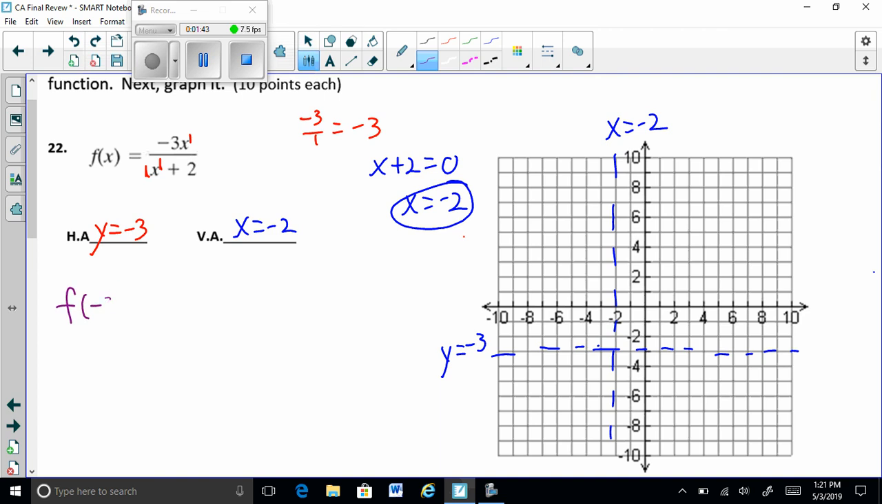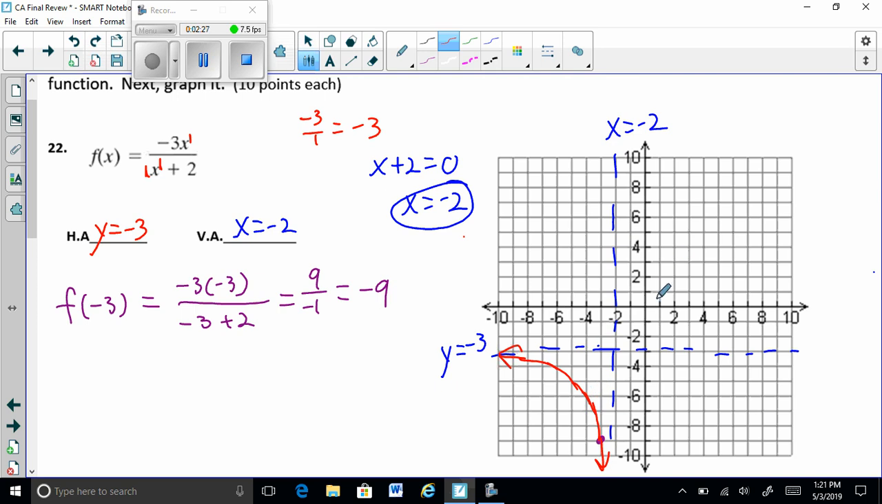So we'll do f of -3. We get -3 times -3 over -3 plus 2. So then we get 9 over -1, so -9. So at -3, we're all the way down here at -9. And I'm ready to draw it. If you want to find a couple of additional points, you can. But what's going to happen is this will curve down towards the vertical asymptote, and this will curve up and go along the horizontal asymptote, and that's it. If you want to find additional points, you can, but that's going to be pretty accurate.